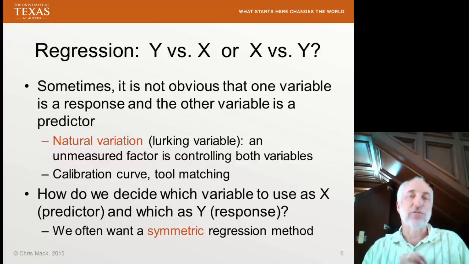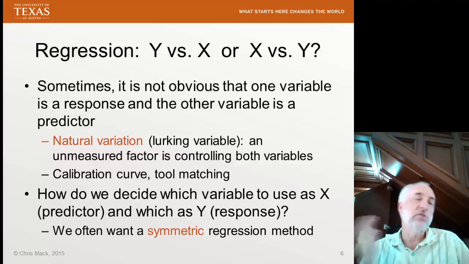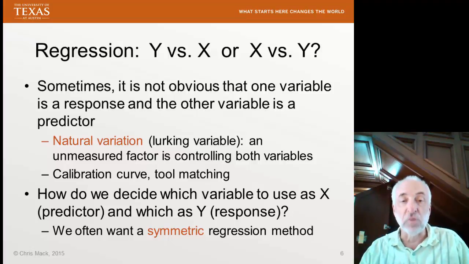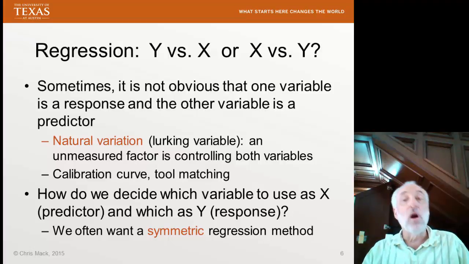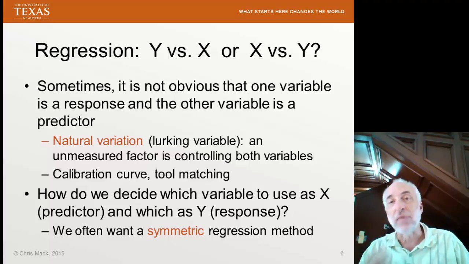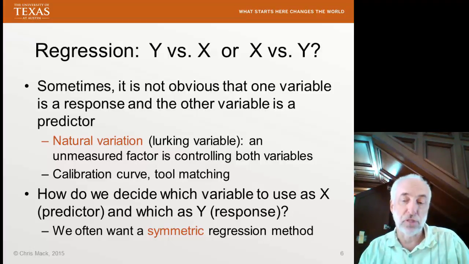So if we have this natural variation, how do I decide which variable to use as the x, the predictor, and which variable to use as y, the response? Sometimes we want a regression method that is symmetric, that doesn't make me choose.